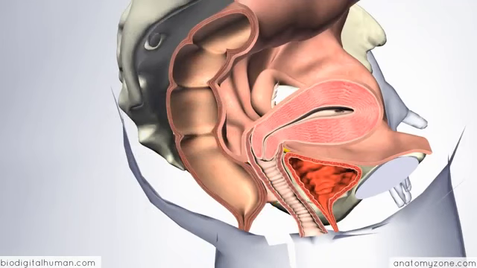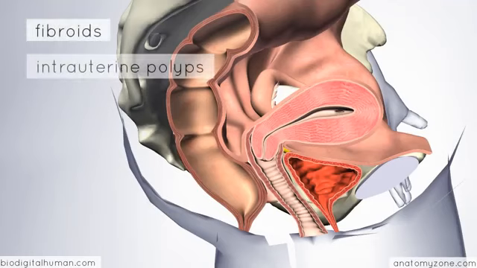So moving on, the next thing I'd like to talk about are benign tumours of the uterus. So two common benign tumours of the uterus are known as fibroids and intrauterine polyps. So these two combined, fibroids and polyps, are very common causes for heavy menstrual bleeding, which is known as menorrhagia. So there are several causes for menorrhagia, but fibroids and polyps are two of the most common pathological causes for heavy bleeding.